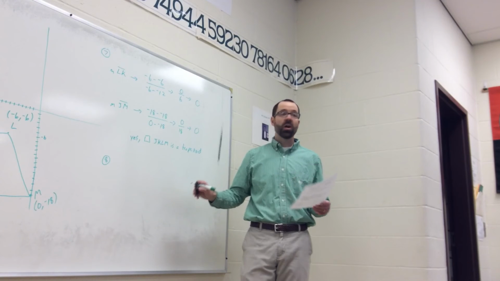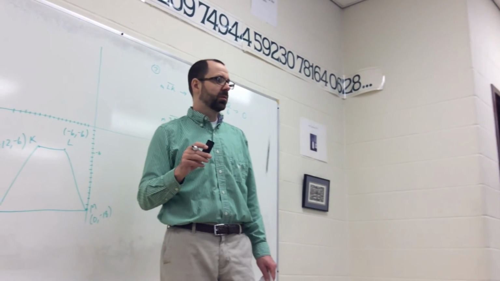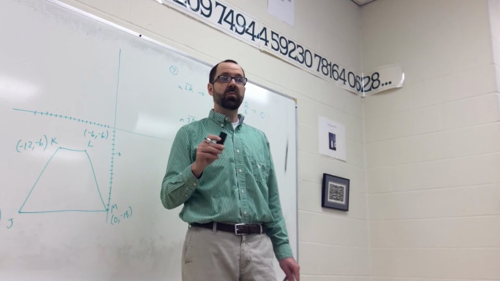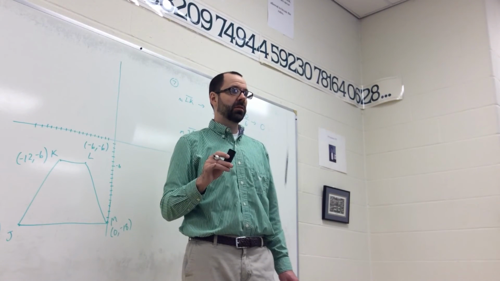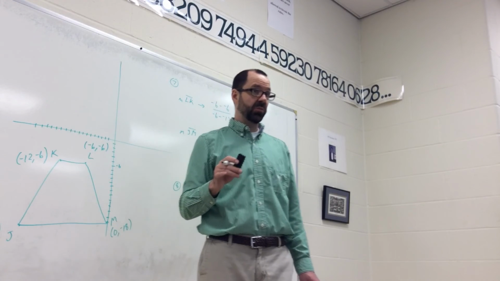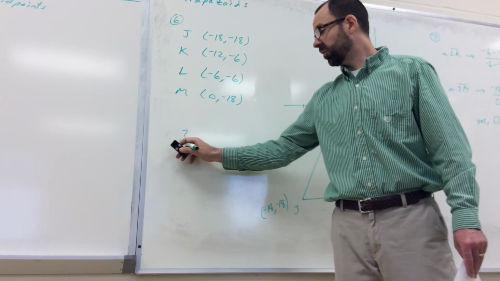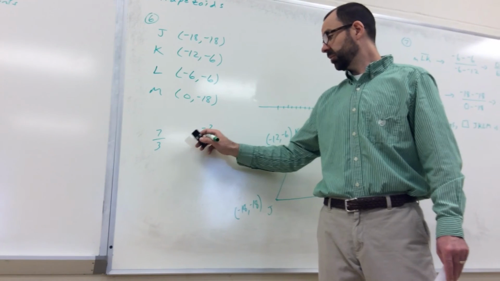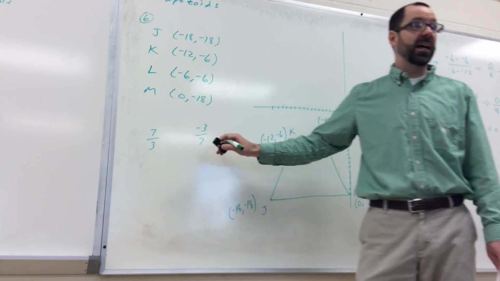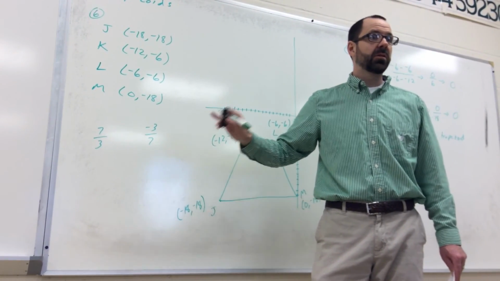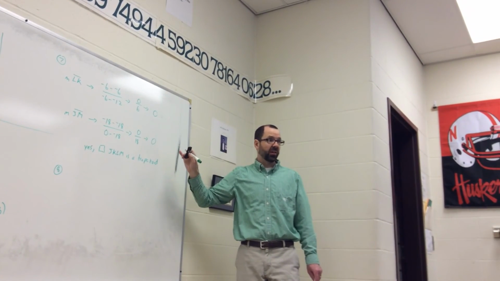Okay, then number 8. Oh, sorry, before I get on to number 8. Parallel lines have the same slope. How do you know if two lines are perpendicular? They have to have opposite reciprocal slopes to be perpendicular. So for example, if one of the slopes was 7 over 3, the other slope would need to be negative 3/7, right? If these were the slopes, then they would hit at a 90-degree angle. But on this problem, since these slopes are the same, that means they are parallel.